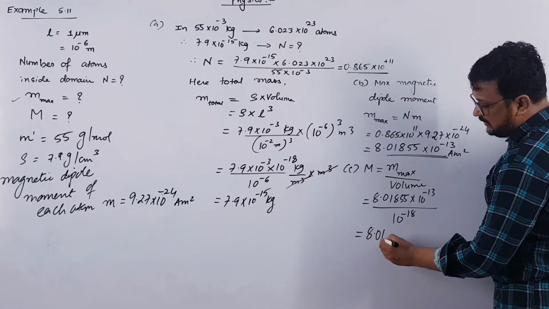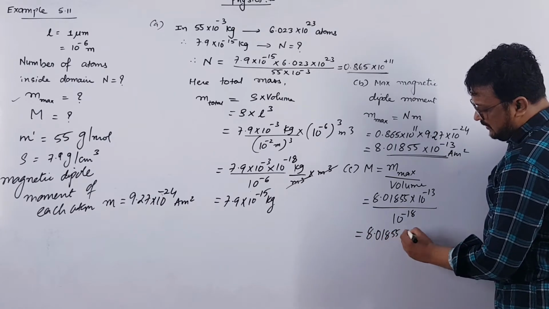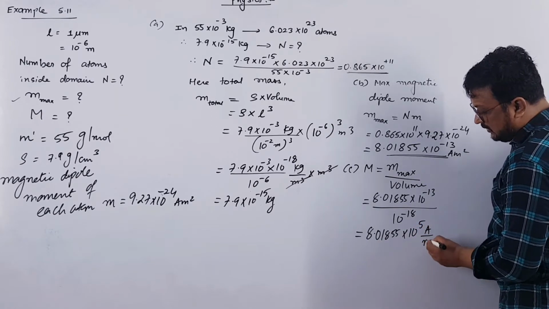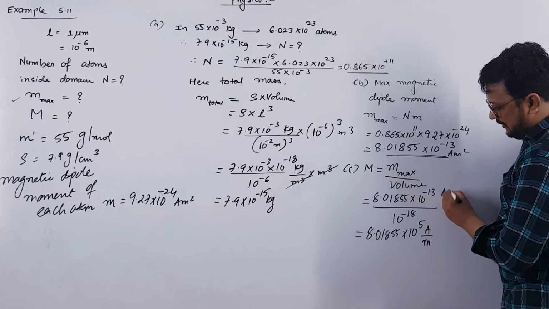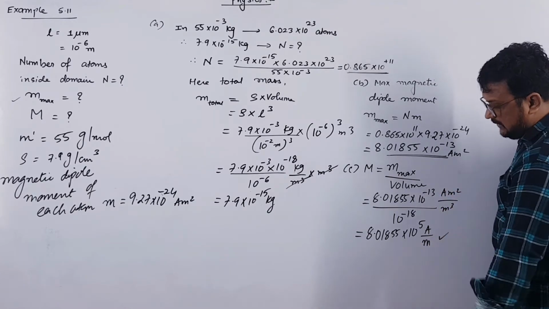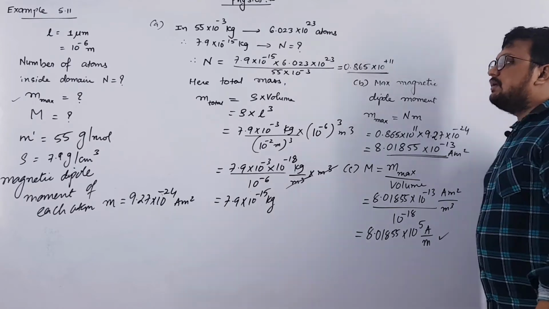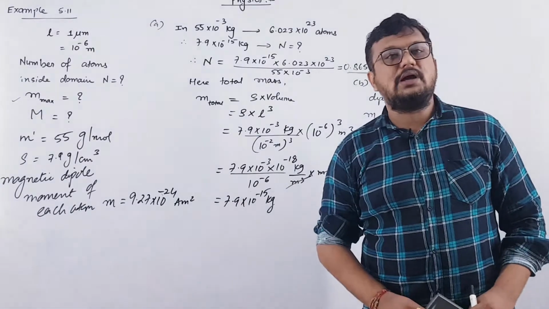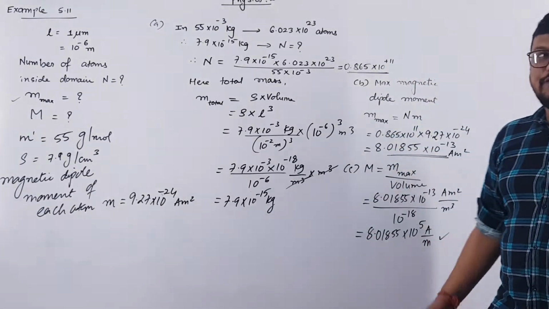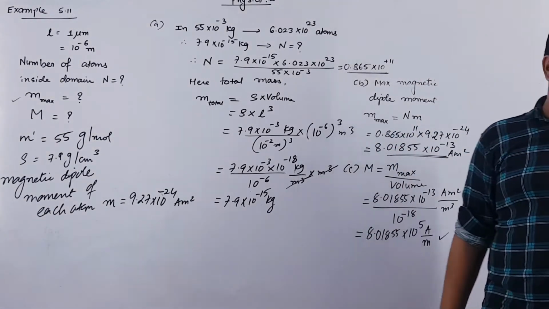So 8.01855 into 10 to the power 5 ampere per meter. Look, M max is ampere meter square and volume is meter cube. So ampere per meter. Clear? Simple example, you should know the formula, then it is quite simple to solve. Do one thing, pause this video and copy this first.